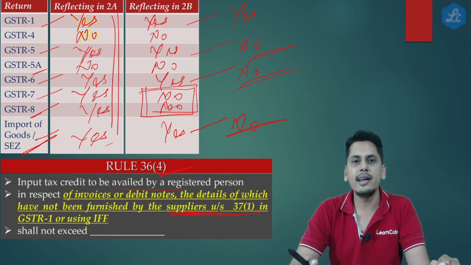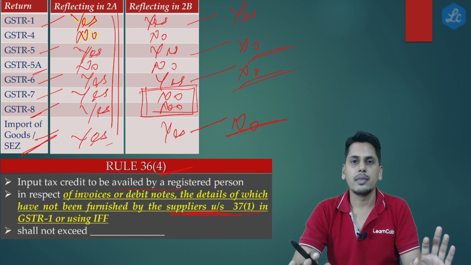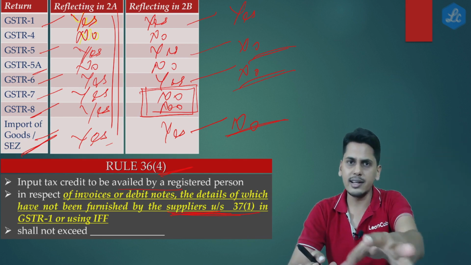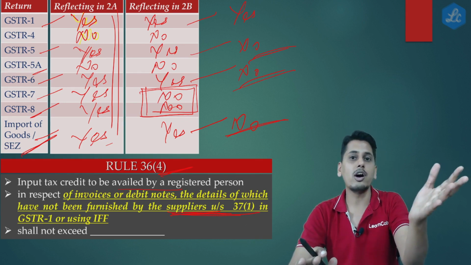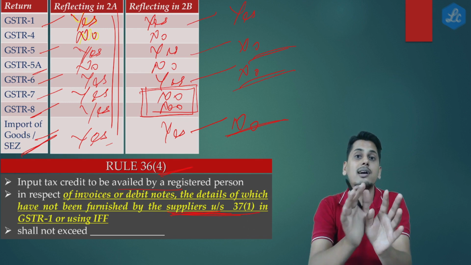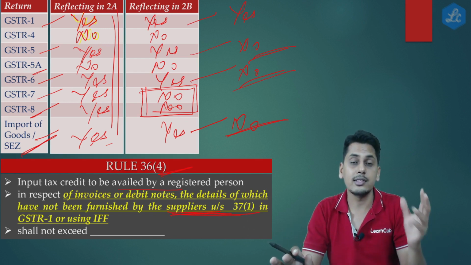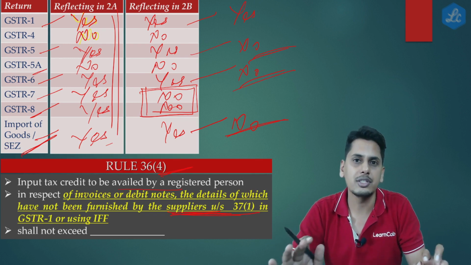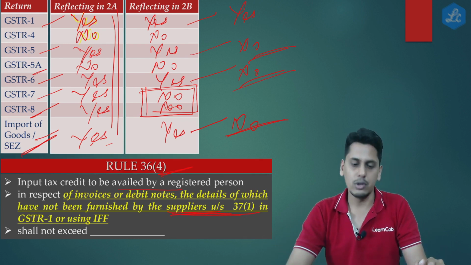Friends, what about 7 and 8? Friends, 7 and 8, it is not my input tax credit. First of all, you as a tax deductor, tax collector deducted the amount, paid it to the government, it is going to appear in my cash ledger. I am not going to take a credit of that. It is going to come and sit in as a cash balance in my electronic cash ledger. I am sure you are able to follow this.